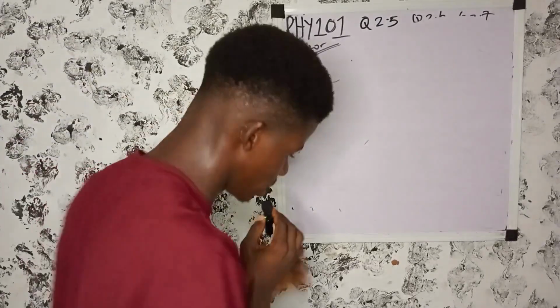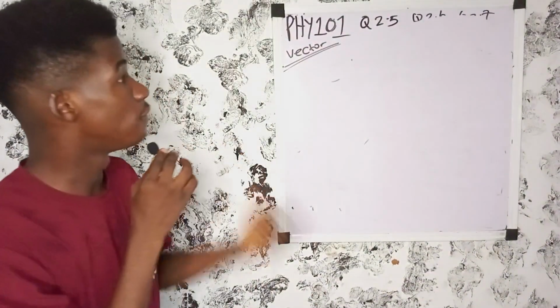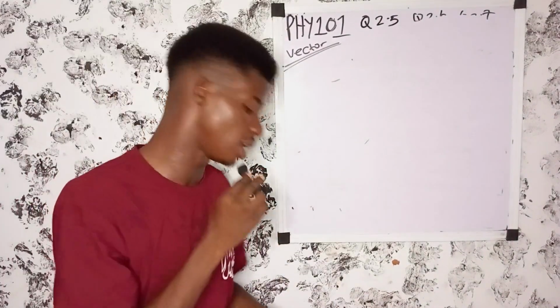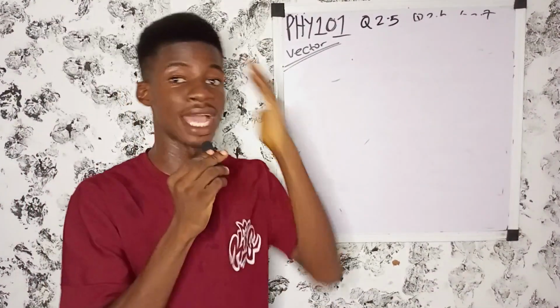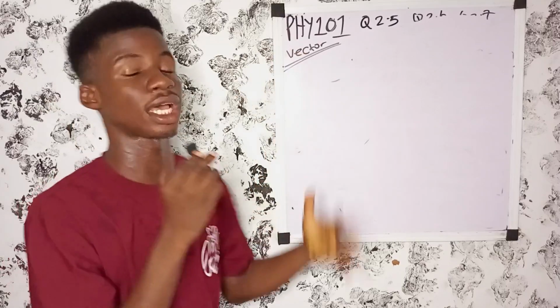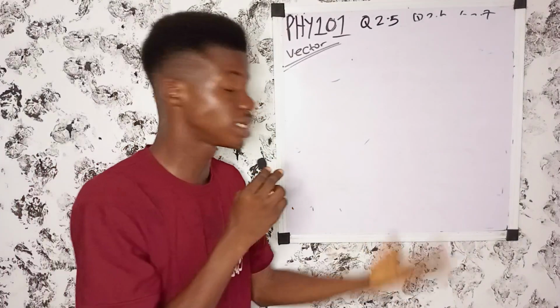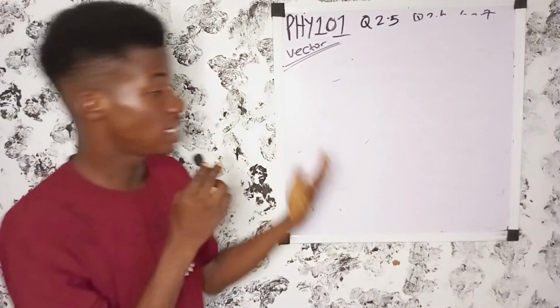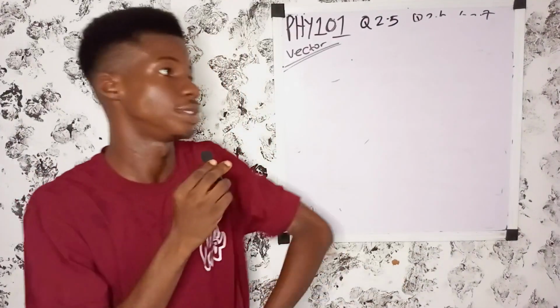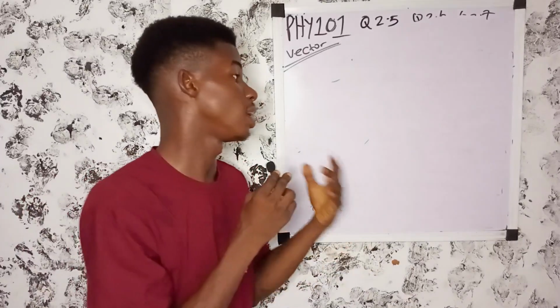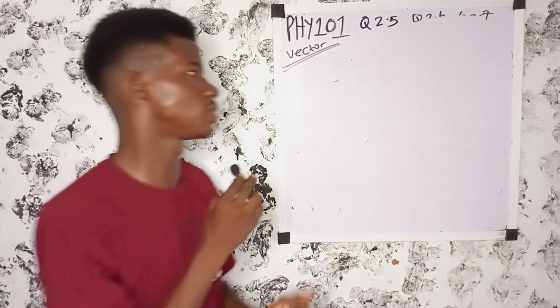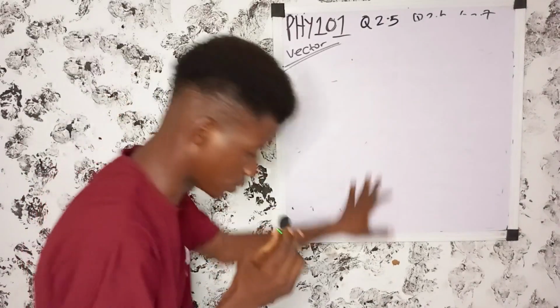Alright, so this is the continuation video for question 2.5. In the previous video I explained the angles at the four cardinal points: northeast, northwest, southeast, southwest. So I've explained those ones. Now let's solve the question.